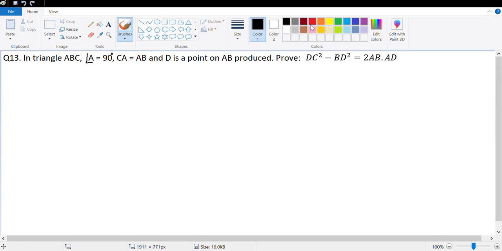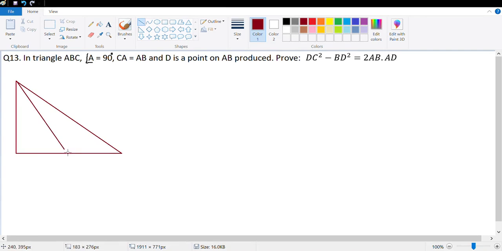Yes, question number 13. It says in triangle ABC, angle A is equal to 90 degrees. Let's just draw a rough diagram. D is a point on AB produced. Okay, so fair enough. So this is angle A, 90 degrees.